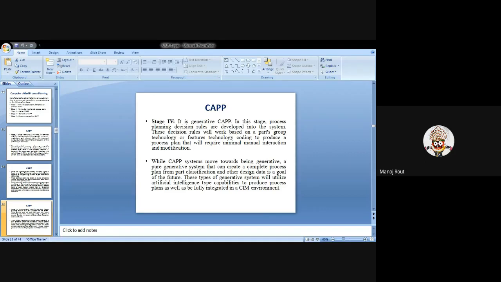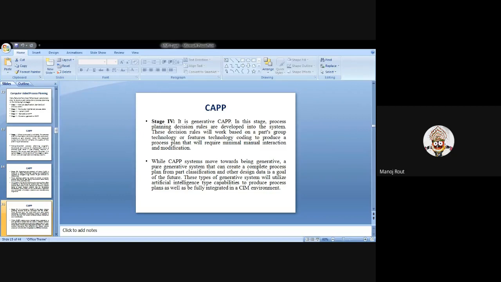In this stage, the process planning decision rules are developed into the system. The decision rules will work based on part group technology, meaning you have to segregate those complex parts into small parts, and feature technology coding to produce the process plan that will require minimal manual interaction and modification. So while computer-aided process planning systems move towards being generative, a pure generative system that can create a complete process plan from part classification and other design data is a goal of the future.